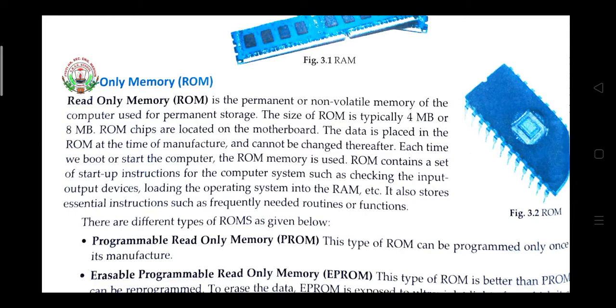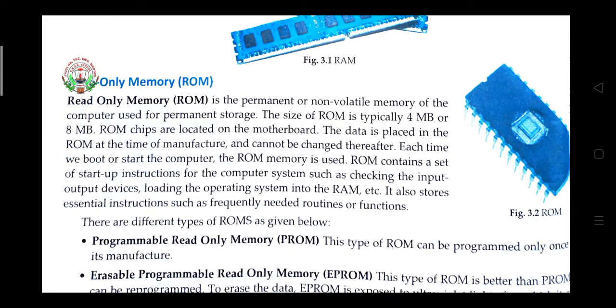Each time we boot or start the computer, the ROM memory is used. Suppose all the software which you want in your computer is permanently stored in ROM memory. So after ROM memory, when the computer starts, the RAM memory is used. When your computer starts booting, all the software slowly opens, and all of it is used while you are handling your computer.